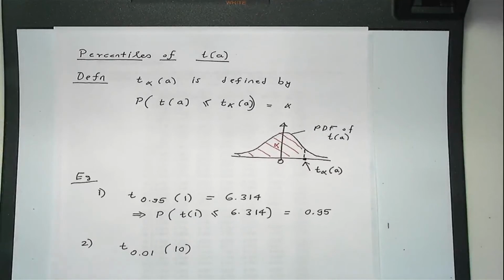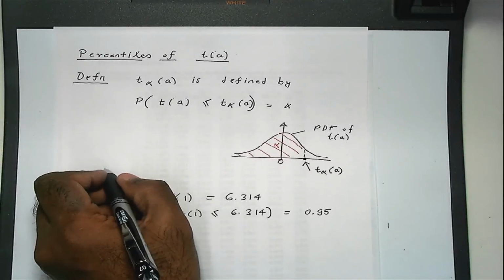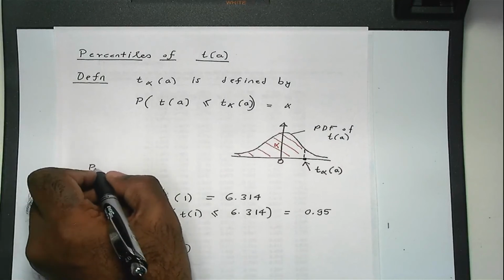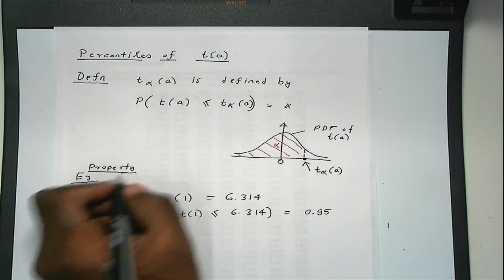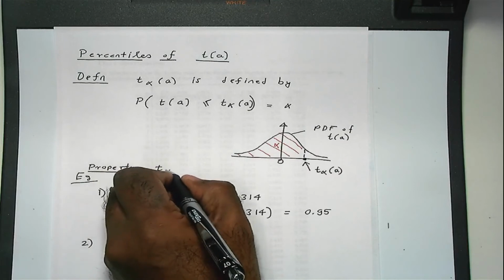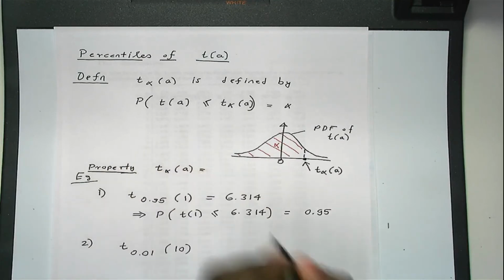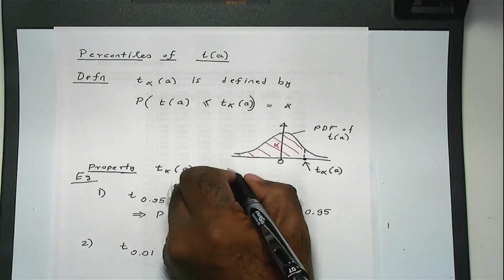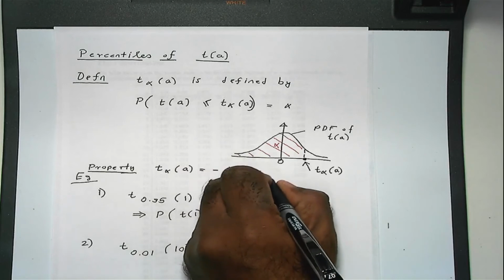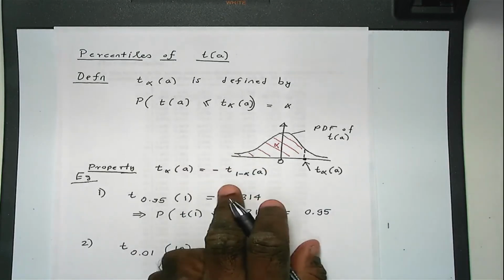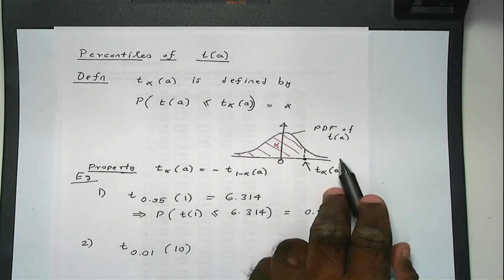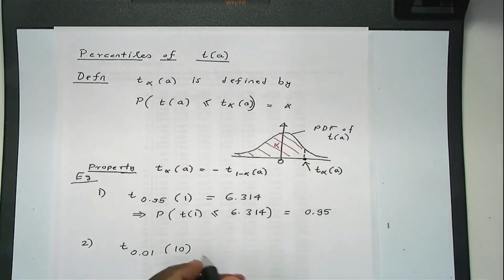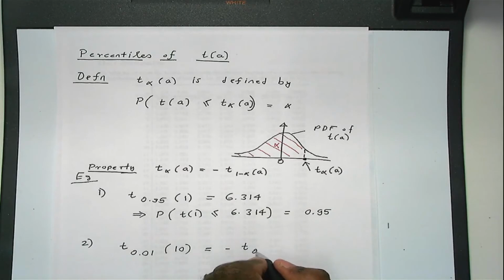which is the following. One property of a t variable is the following, that is, if you're looking for t alpha of a, right, this is the same as minus of t 1 minus alpha of a. I don't expect you to prove this, but the reason that they are equal is because of the symmetry of the density. Right, so using this fact, you can write this as minus of t 1 minus alpha, which is 0.99.